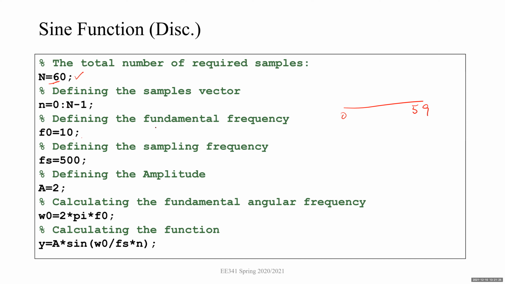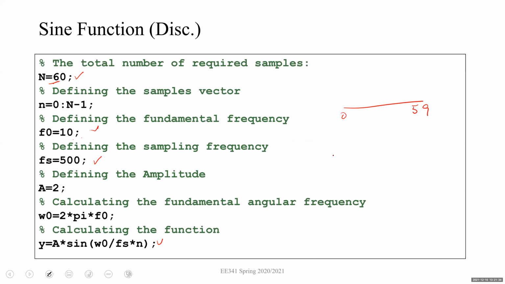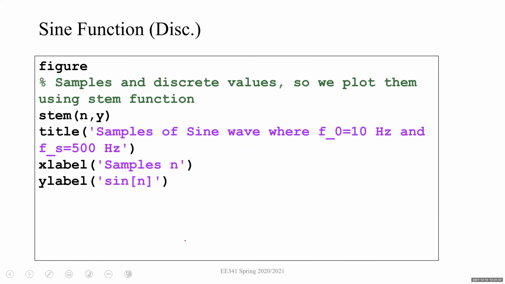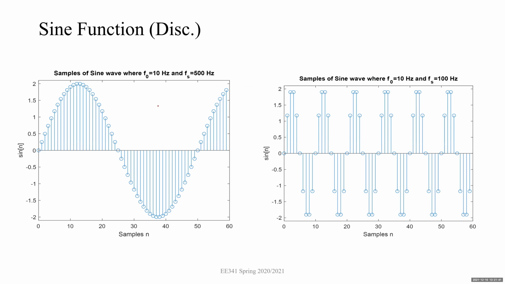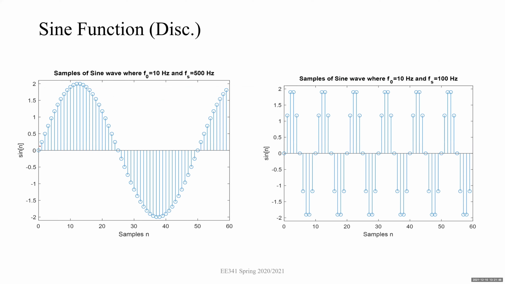Then f naught is equal to 10. This is the fundamental frequency, it's given in the question. Then fs, and simply we have to write this same equation here, and after that we just plot. Then this will give me the discretized sine wave for the frequency 10 hertz, when the sampling frequency is equal to 100.